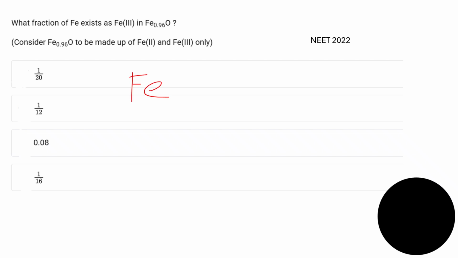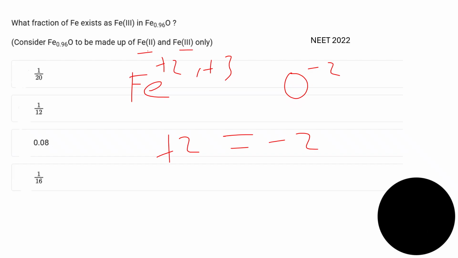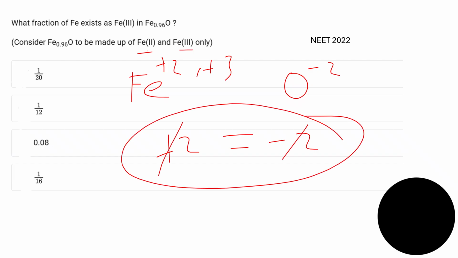Fe can be in plus 2 or plus 3. They gave that plus 2 or else plus 3. Oxygen is only in minus 2 state. This is a rule. Iron oxide and most metal oxides are neutral in nature. If oxygen is minus 2, iron should be plus 2, so that the total charge is 0. This is the rule.